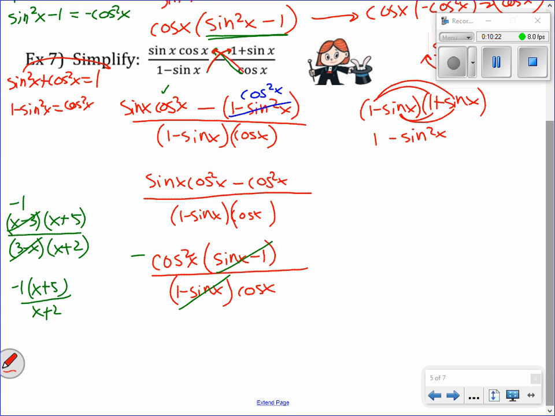So when I'm done, I get negative cosine squared x over cosine x. And I bet a lot of you are seeing that I should go ahead and cancel a cosine with this one. So that is just negative cosine.